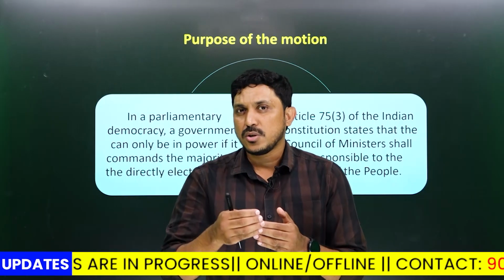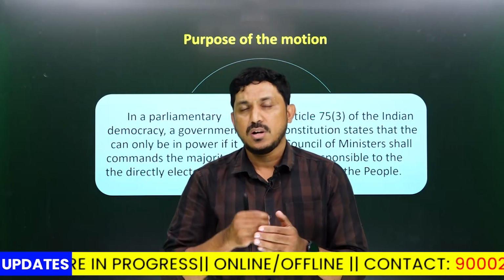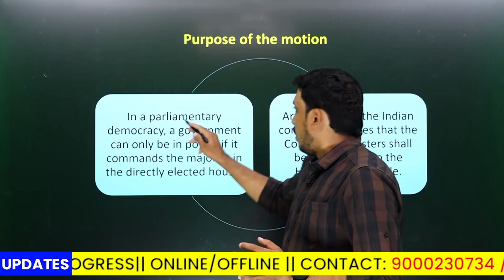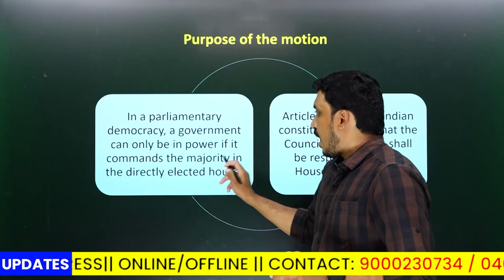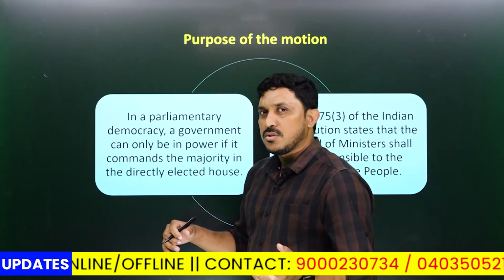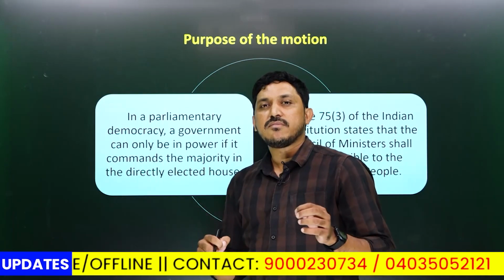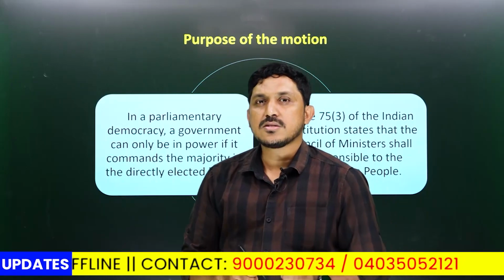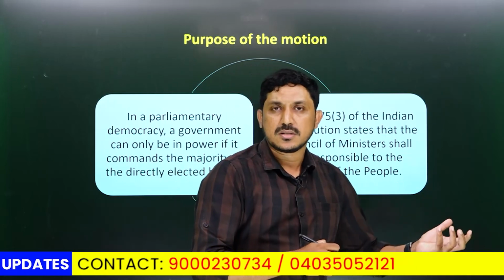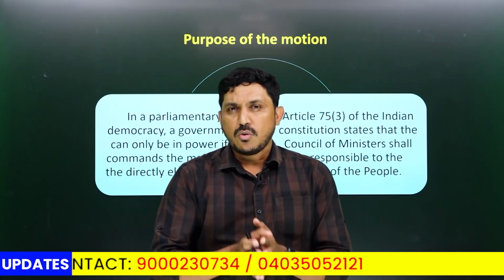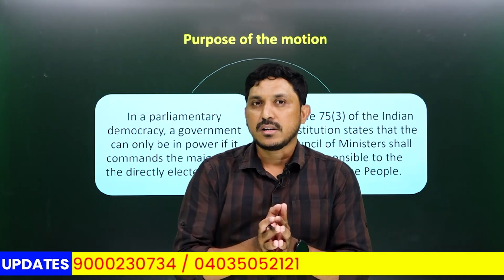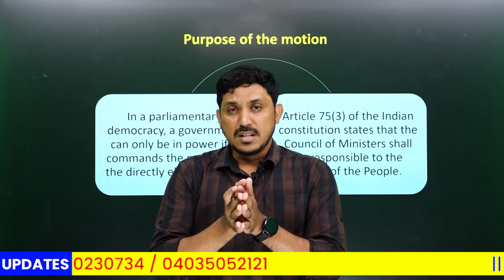And how is it ensured? They should enjoy the confidence of the House, and that will come only when they are in the majority. So in a parliamentary democracy, a government can be in power as long as it has a majority in the People's House. The article in the Constitution is 75 clause 3, which mentions the collective responsibility of the Council of Ministers. So there is no mention of the word confidence or no confidence. It comes because of the conventions of parliamentary democracy as it happens in Britain.